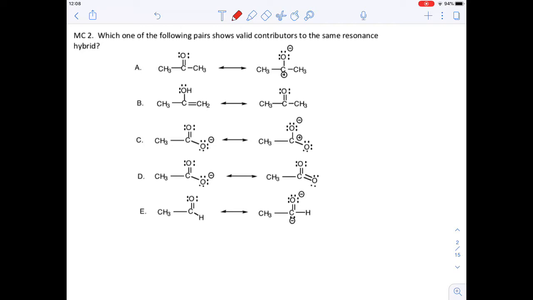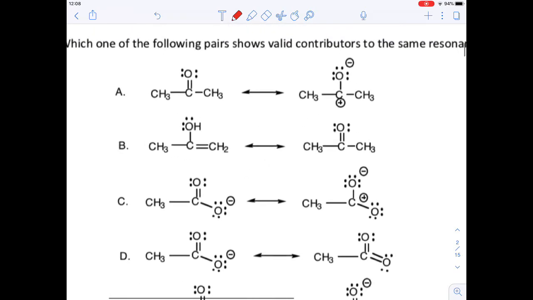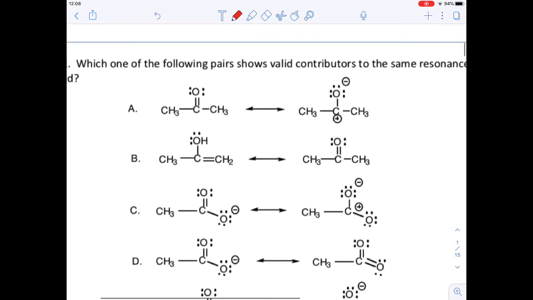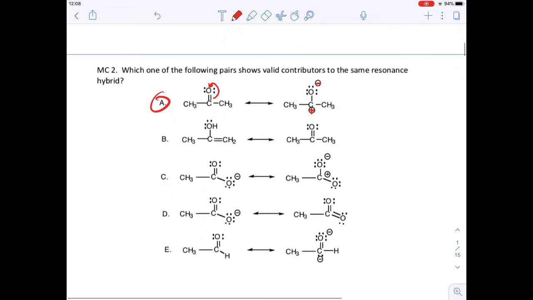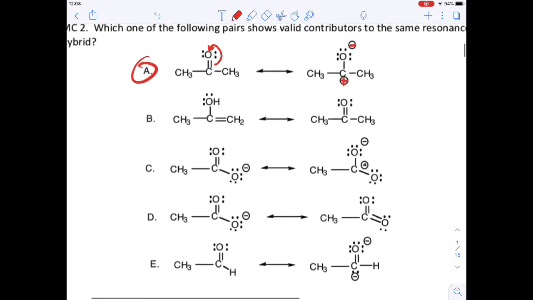So let's start with the first one. They moved the electrons from the double bond up to the O, and this is a valid thing that you can do in resonance because you're not changing the connectivity or the number of atoms, and you're not changing the overall charge because you have 1 plus on the C and 1 minus on the O. This is actually the answer to this question because this one is valid. But we're still going to go through and look at why the other ones are not correct.